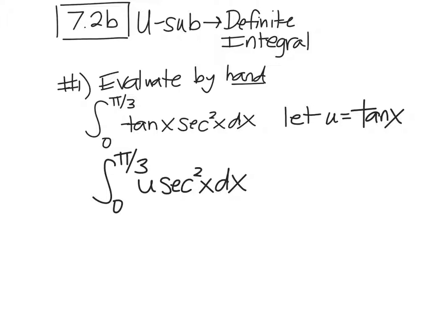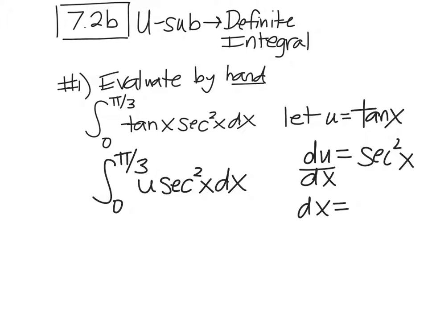All right, so here we go. We're going to take the derivative of u. du equals, and what's the derivative of tangent? Secant squared, yeah, there it is. du/dx equals secant squared x. And so that means that when you solve for dx, you will get du over secant squared x.